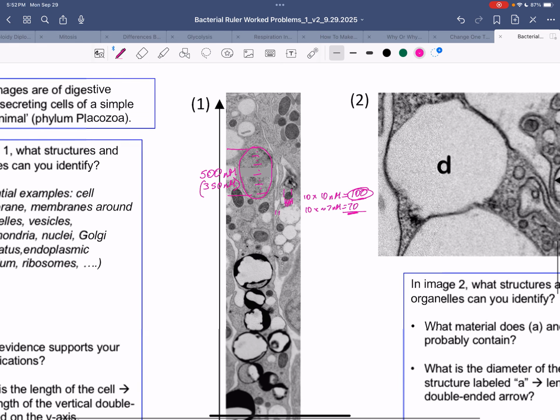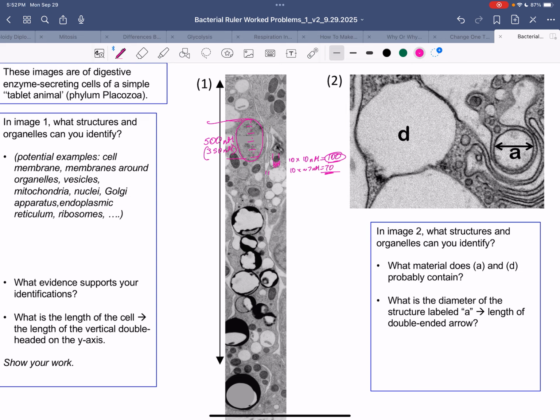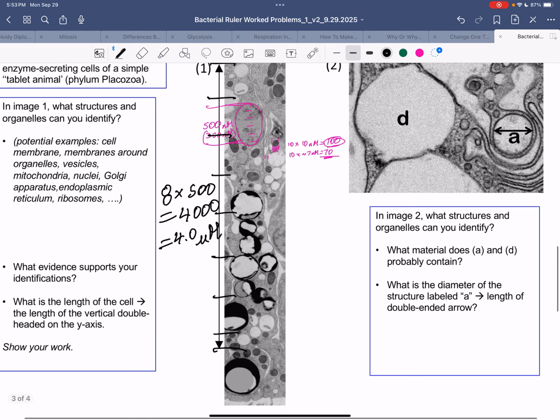Let's see what measure we get using this. And now let's go from the top, and we're going to use this measure. I'm going to switch to black. Here's 1. Here's 2 of whatever those are, nuclei, 3, 4, 5, 6, 7, 8, and a bit. So 8 times 500 equals 4,000 equals 4.0 microns. That suggests the whole length is about 4 microns.